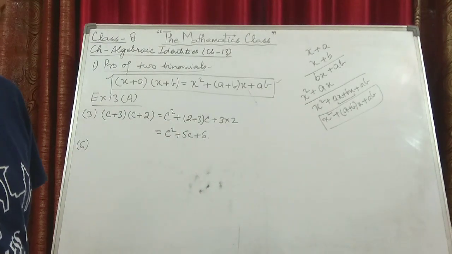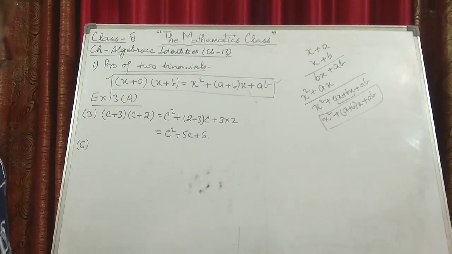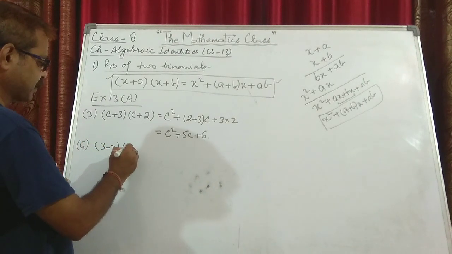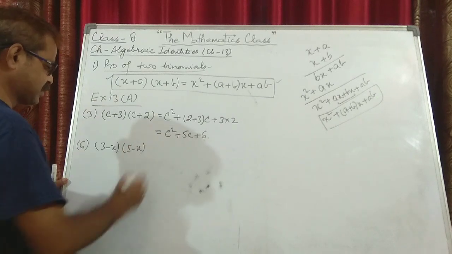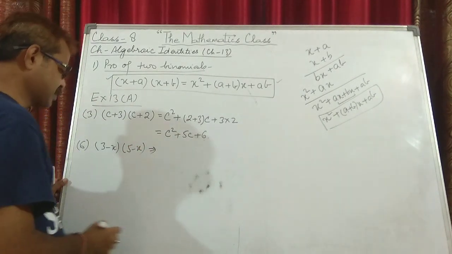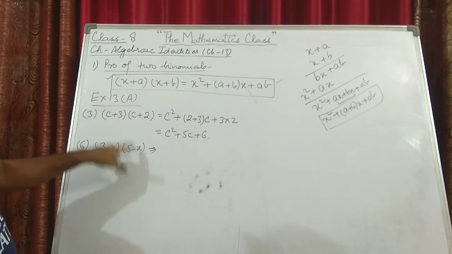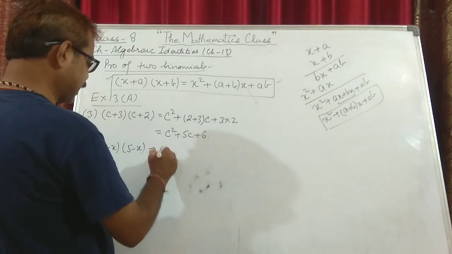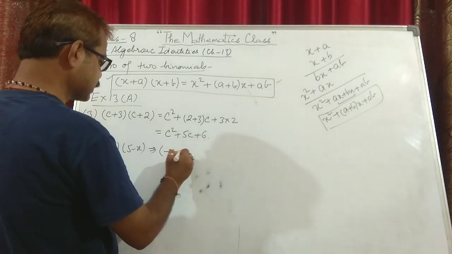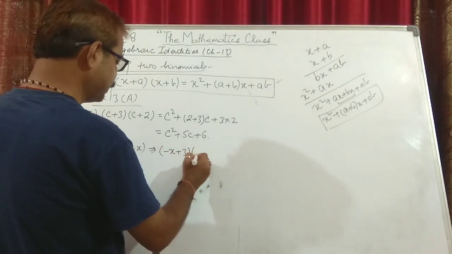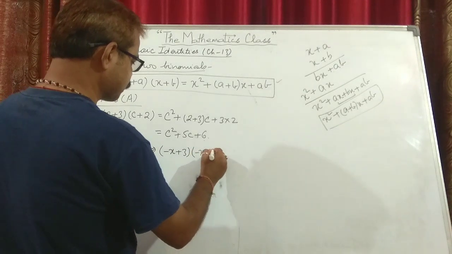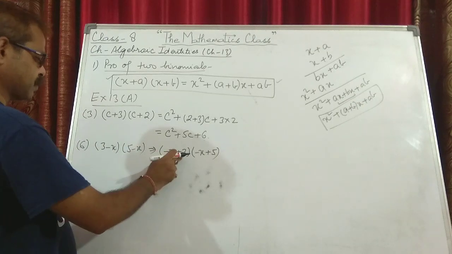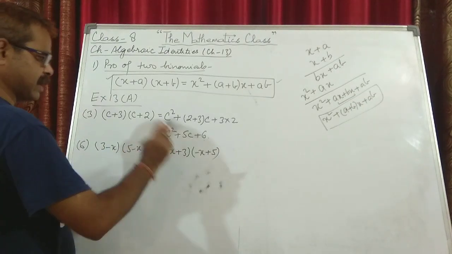Now question number 6. It is (3 - x)(5 - x). Now this can be written as follows, because now x is in the place of the constants a and b. If both of them are minus, we can write it as (-x + 3)(-x + 5). 5 is positive, so plus 5. 3 is positive, so plus 3. x was negative, so minus x and minus x.